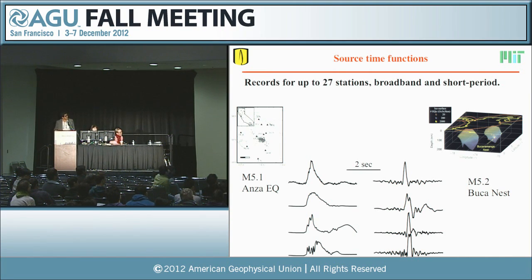So on the left-hand side, I'm showing you the earthquake in the San Jacinto fault zone, with 4 examples of source time functions. And on the right-hand side, I'm showing you a magnitude 5.2 Bucaramanga earthquake. And the main observation there is that obviously the signals on the right-hand side show a very short source time function compared to the left-hand side, even though the events are similar in size.